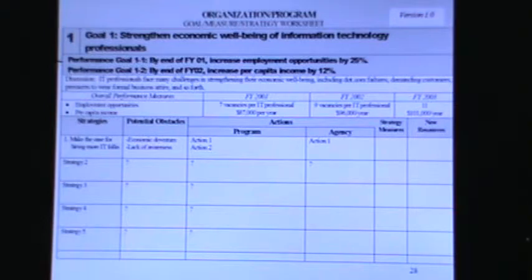So we've set out our performance targets, and down the left side you see the strategies. Make the case for hiring more IT folks in strategy 2 and strategy 3 and so on. What obstacles are in the way of achieving these strategies? Well, the economic downturn, the economic awareness. So now we have to have an action plan. What actions are we going to pursue? What actions are we going to do within the particular programs, and what actions are we going to do at the agency level? And how will we measure progress in achieving strategies? And do we need new resources?